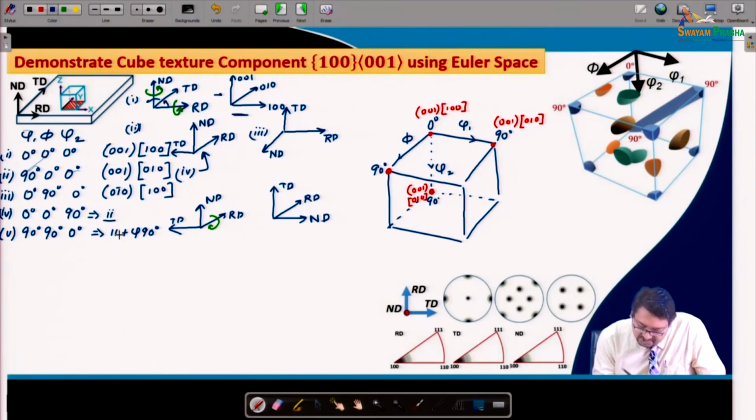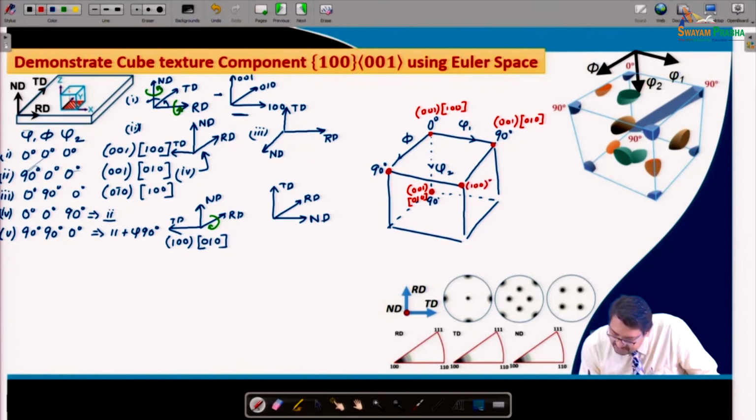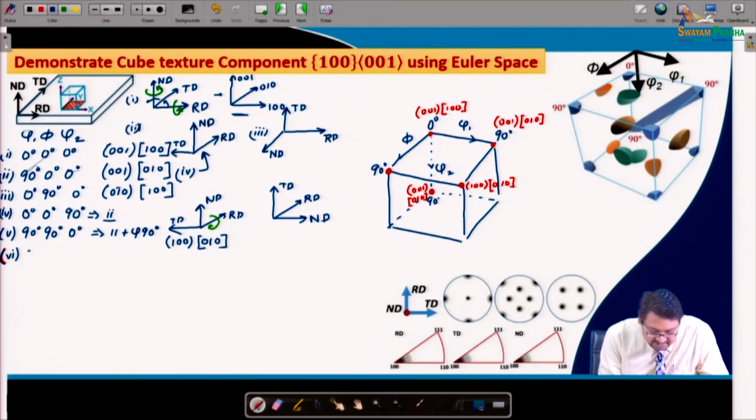So, the fifth position is basically ND is parallel to 1 0 0, whereas RD is parallel to 0 1 0, right. So, we can write 90 90 0, that is basically phi 1 90, phi 90 and phi 2 equal to 0 can be kept here, and this is another component 1 0 0 0 1 0, right. Now, if we go ahead and do this for the sixth section, that is 0 degree, 90 degree and 90 degree, and if we do this, what will happen?